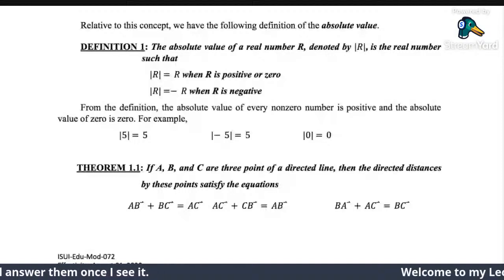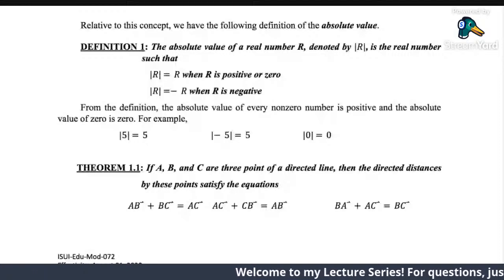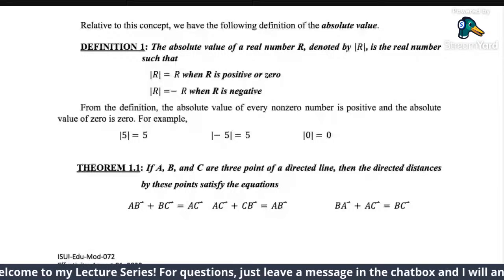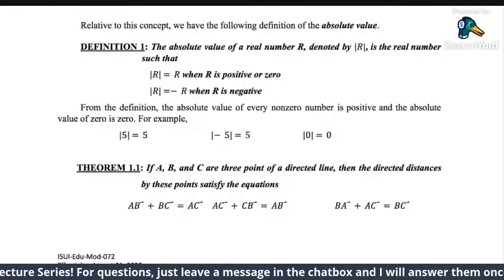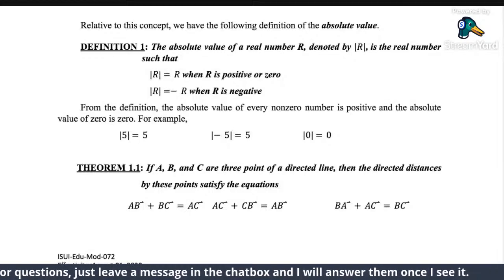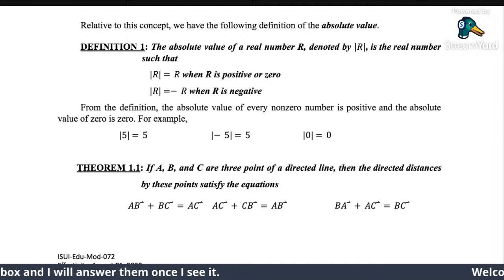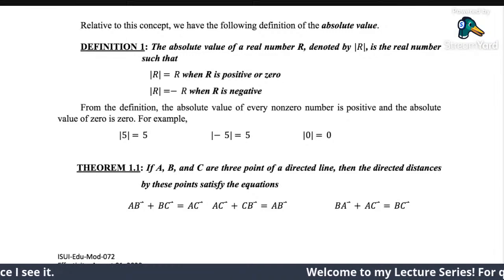Baka sabihin nyo na, sinasabi mo kanina, sir, pag undirected distance, it's always positive. Well, the definition of absolute value says that the absolute value of r is equal to negative times r, where r is negative. So, for example, if r is negative 5, the absolute value of negative 5 is equal to negative times negative 5, which is positive. So that's what it means.